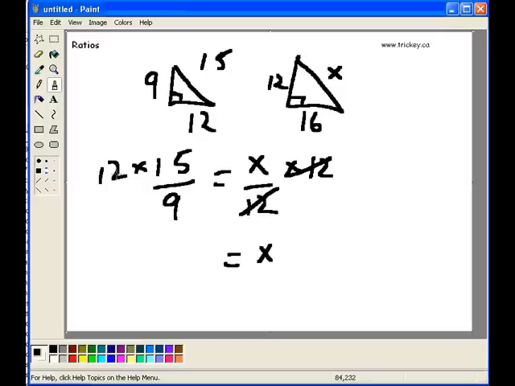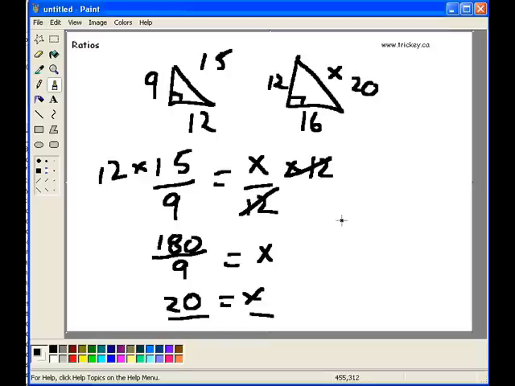So on this side, I have to go 12 times 15 gives me 180 over 9. So 180 divided by 9 is 20. That equals x. There's my 20 equals x. I've solved the equation. There you go. That's ratios.